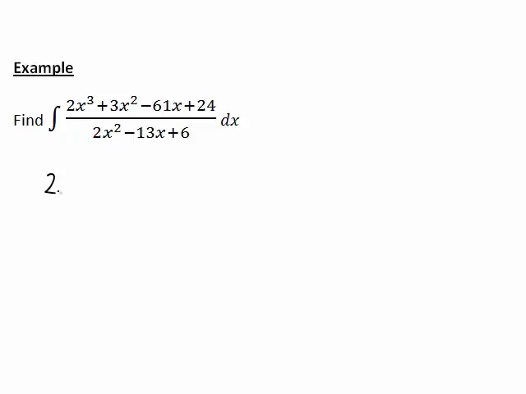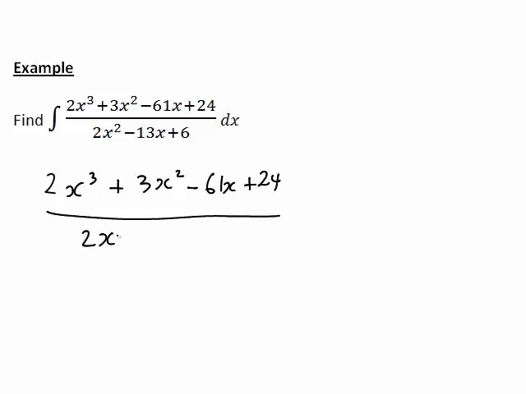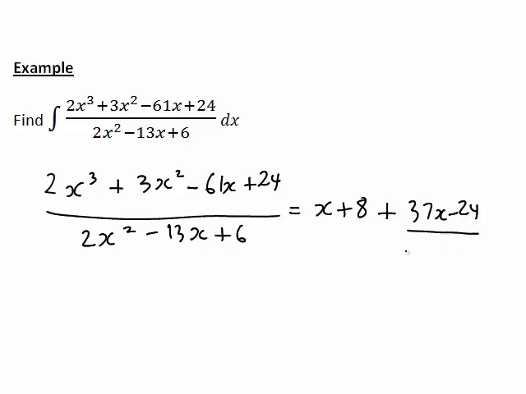So the first step will be to use long division. 2x cubed plus 3x squared minus 61x plus 24, where we'll be dividing that by 2x squared minus 13x plus 6. And when we do this, you can verify we actually end up with x plus 8 and a remainder of 37x minus 24, meaning that it is plus (37x minus 24) divided by (2x squared minus 13x plus 6). So that is the first step.